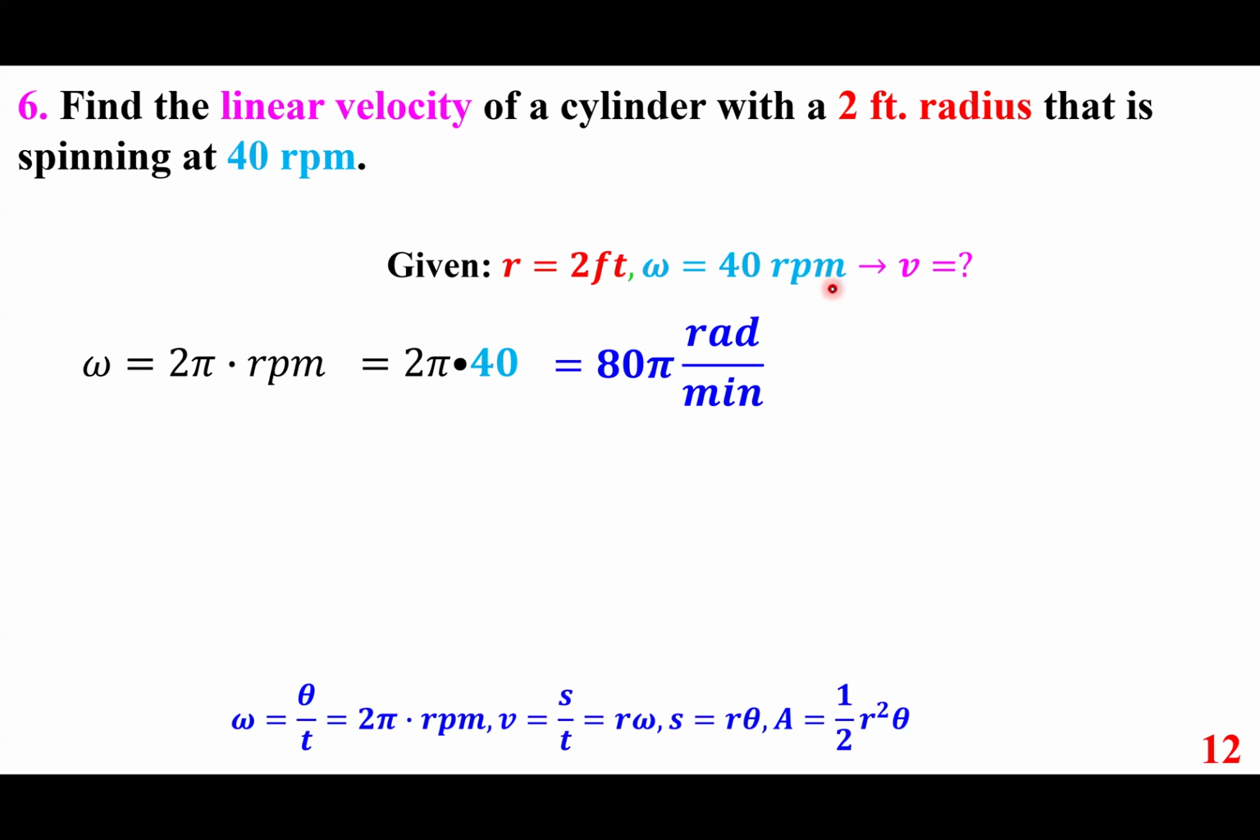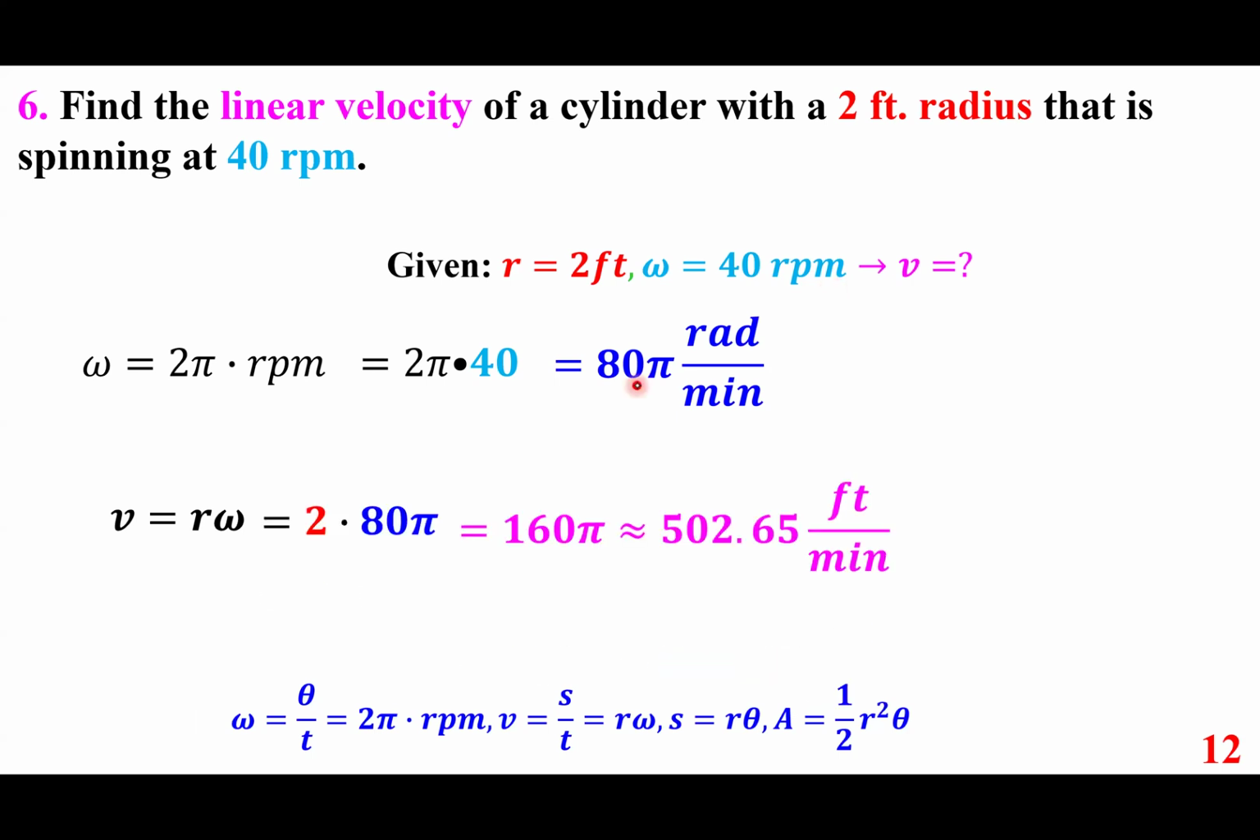Also, V equals R omega. Anytime you have omega, that's the best course of action. The product of the two, 2 times 80 pi, gives you precisely 160 pi. This is the exact answer. And again, using a calculator, however many decimals, always write your exact answer. So 502.65 units, always given back with proper units, everybody. Okay, feet per minute.